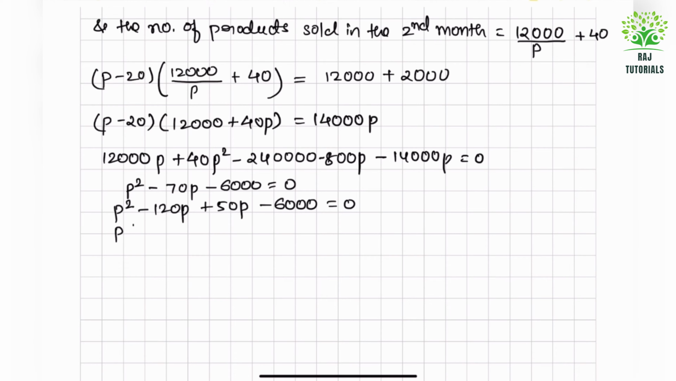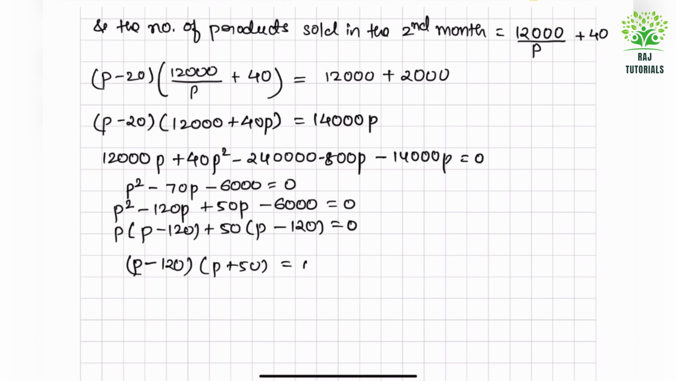So taking P common from the first two, P − 120, and from the second 50 common, so (P − 120)(P + 50) = 0. So I can say P − 120 or P + 50 will be equal to 0. So either P = 120 or −50. Here the price cannot be negative, so therefore P = 120.